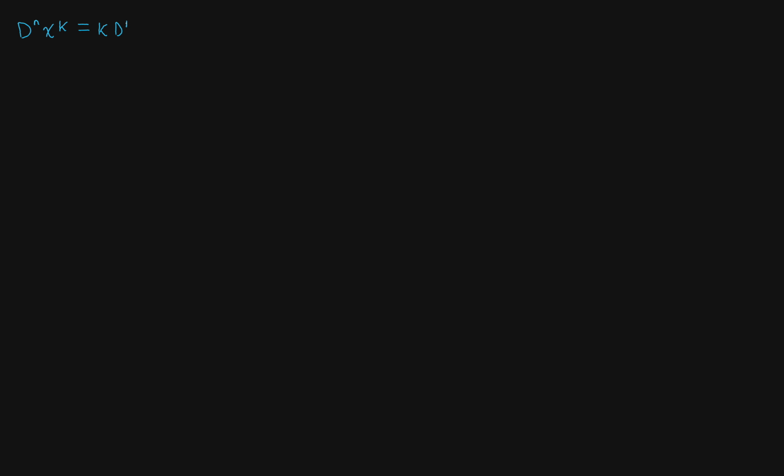We get k times the n minus 1th derivative of x to the k minus 1. Then we get k times k minus 1 times the n minus 2nd derivative of x to the k minus 2. And you can see that the general pattern is going to be k times k minus 1 all the way down to k minus n plus 1 times x to the k minus n.